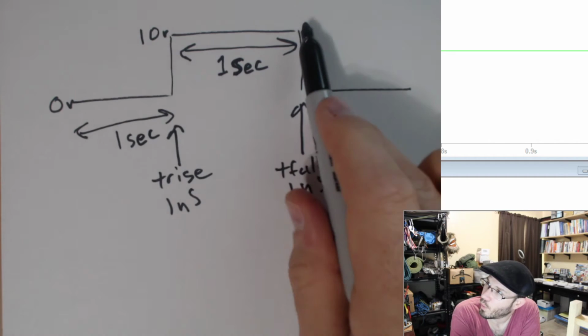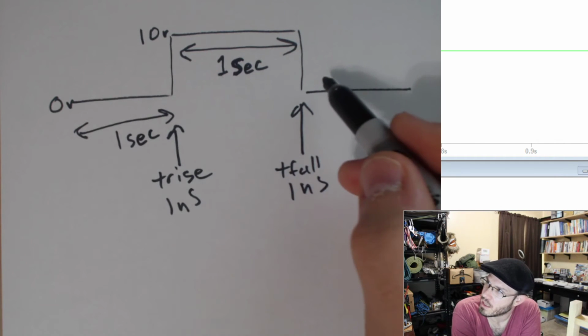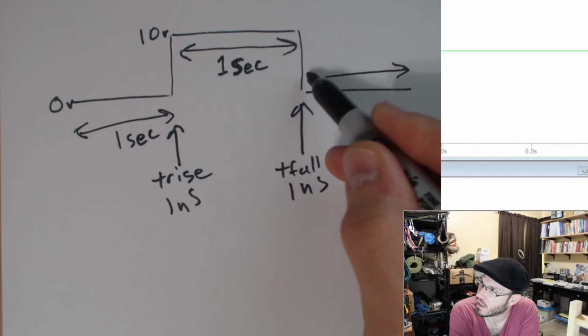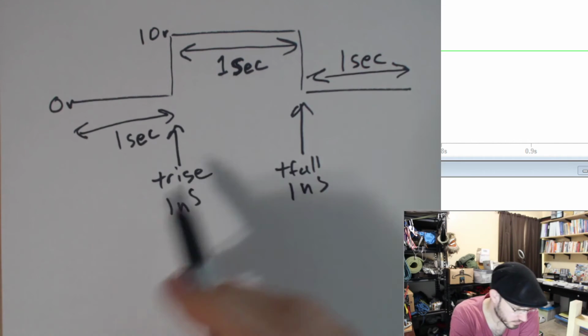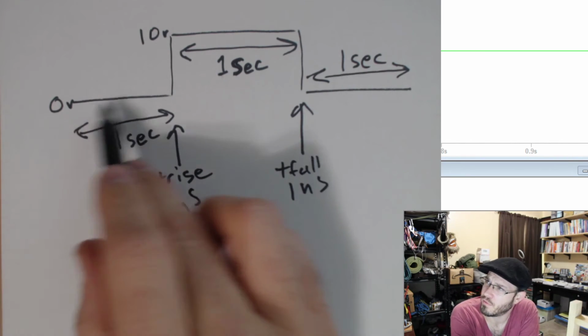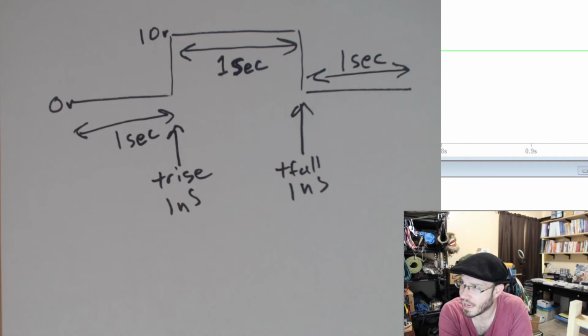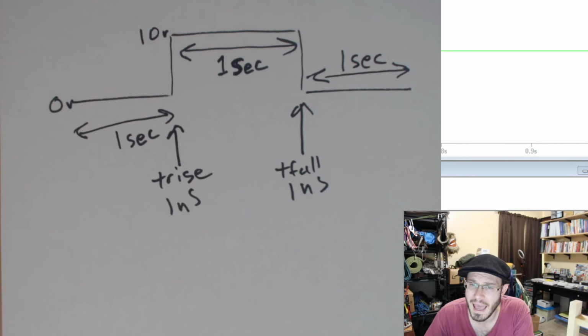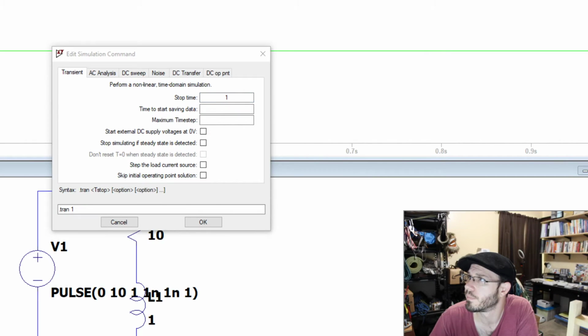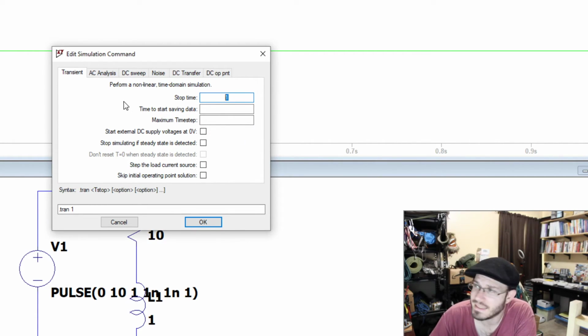But I want to see what happens after here as well. The way we're going to do that is we're going to set our simulation time to stop after another 1 second. So our total simulation should run for 1, 2, 3 seconds. So after you get your pulse set up, let's go ahead and go to Edit Simulation command, and set your stop time to be 3 seconds. Hit OK.